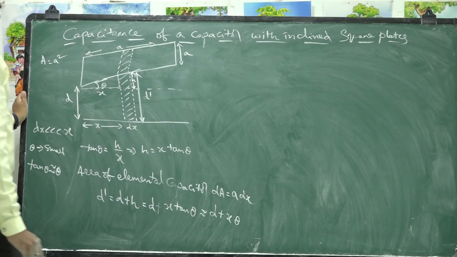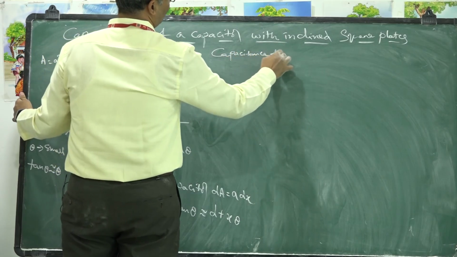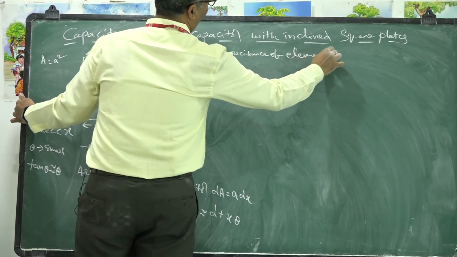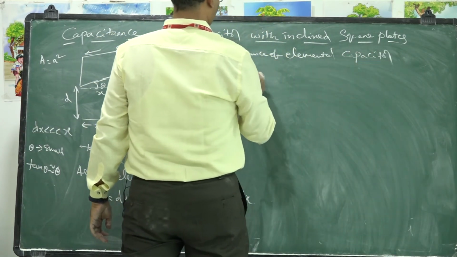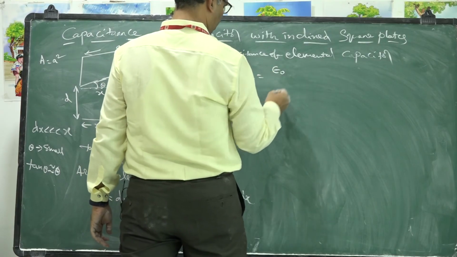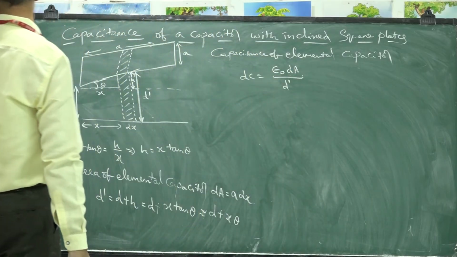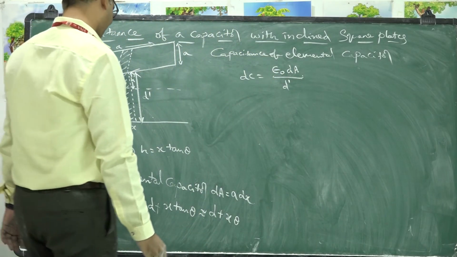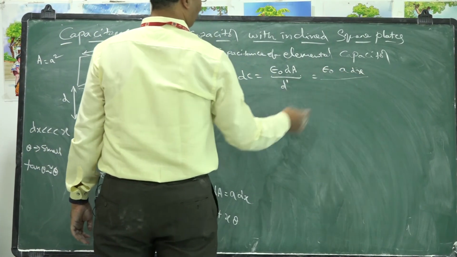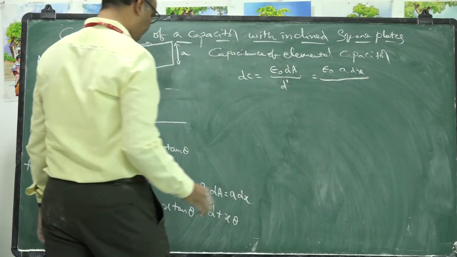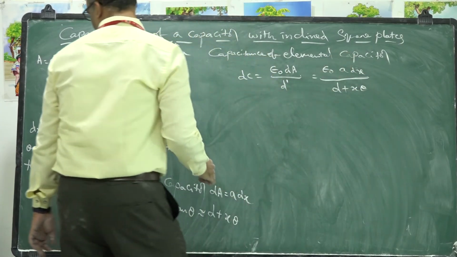Now the capacitance of the elemental capacitor. dC is equal to epsilon naught dA by d dash. That is nothing but epsilon naught, the dA value is a dx, by d dash, which is d plus x theta.